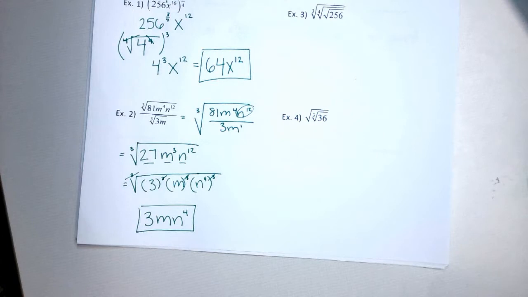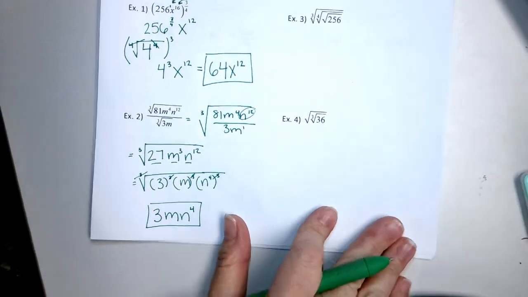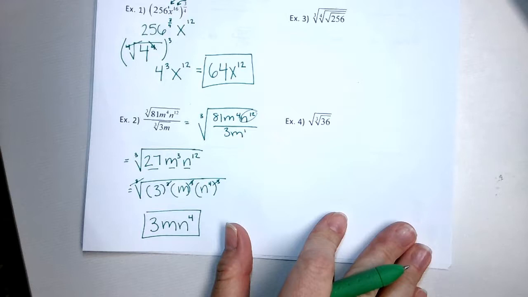Any questions with that? You don't like it. You love it. There's a difference. Y'all are very nice. Okay. 81 divided by 3.